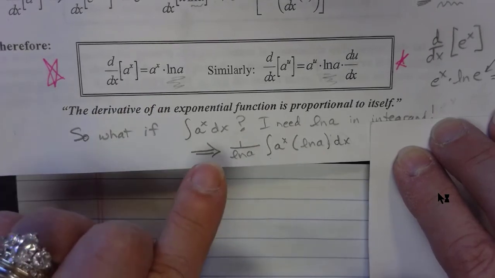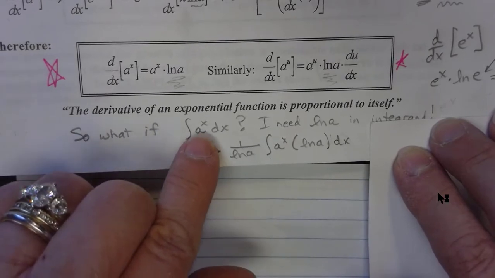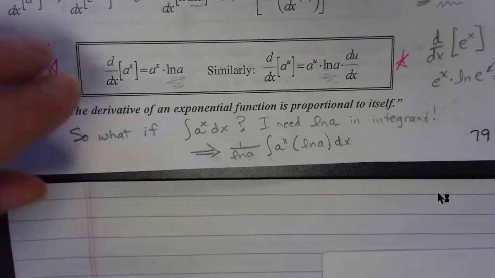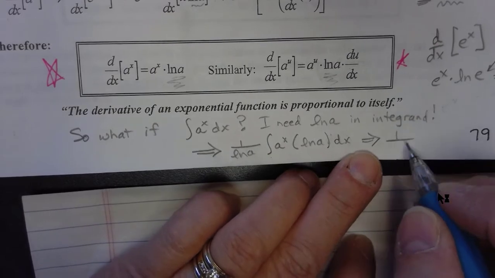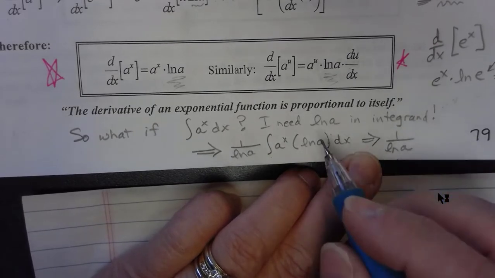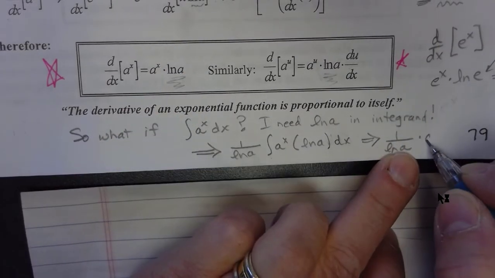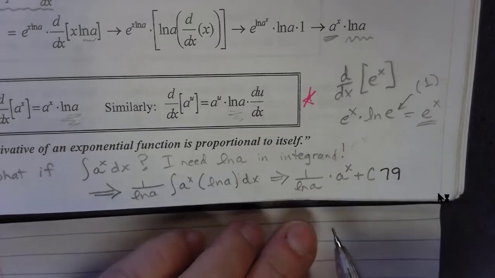And so what is the integral, or the antiderivative, of a to the x dx? Well, I have to fix the integrand. And we can see clearly that the answer is going to be 1 over ln a, and I got this exactly in that form, times a to the x plus c.